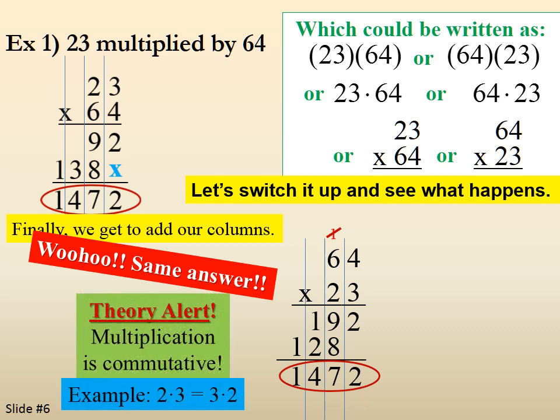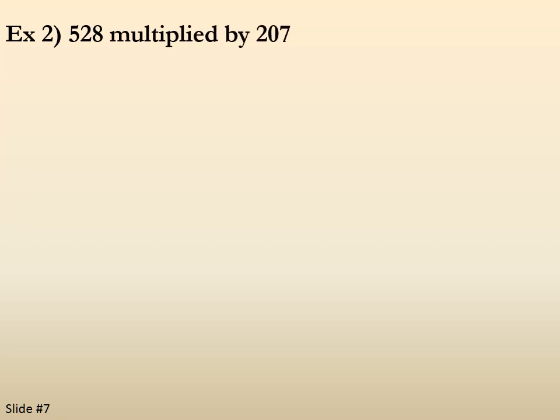Okay, here's your theory alert. Multiplication is commutative. Example, 2 times 3 is the same as 3 times 2. So the order in which we write multiplication doesn't matter. Example 2: 528 multiplied by 207.